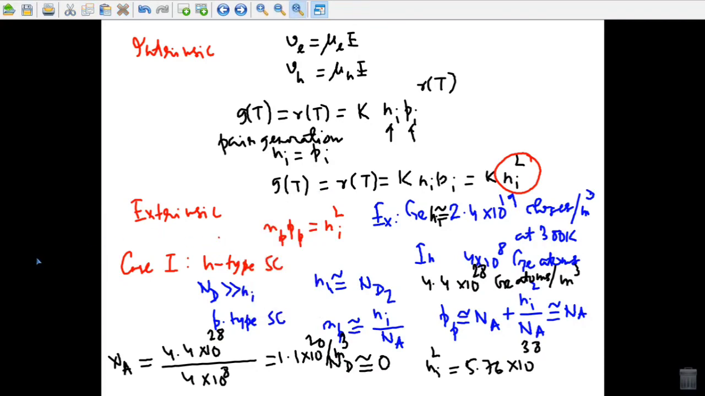For extrinsic, the equation is P plus ND is equal to N plus NA. Now making use of the quantity that Np is equal to Ni square, we have N is equal to Ni square divided by P, and P is equal to Ni square divided by N.